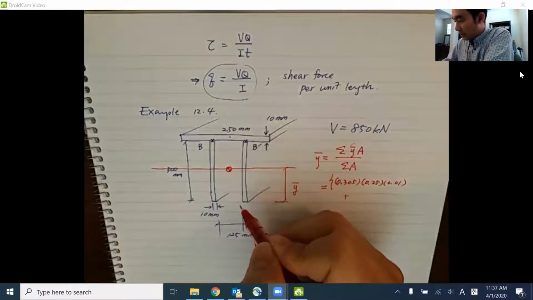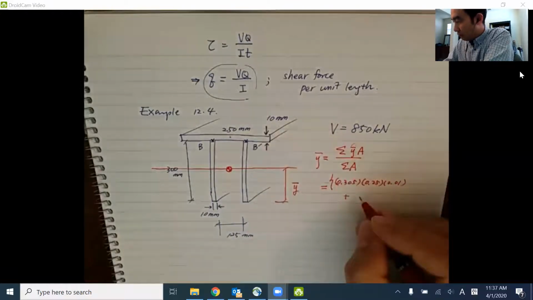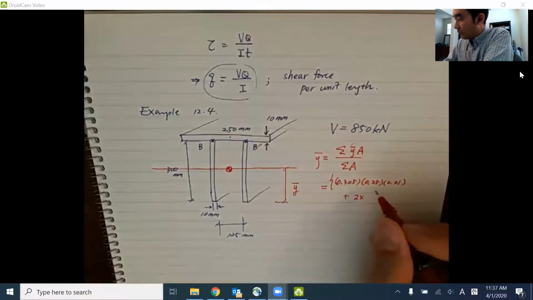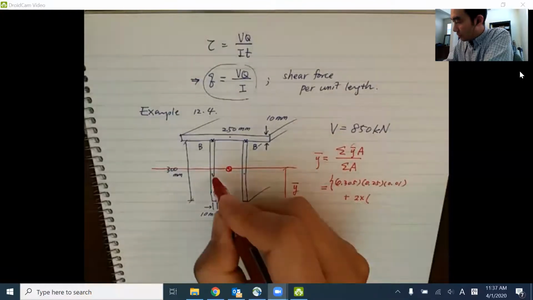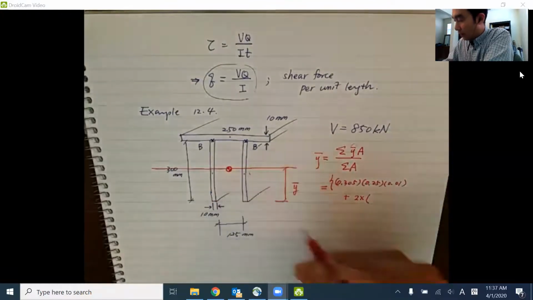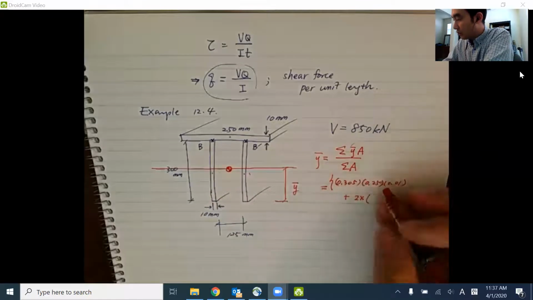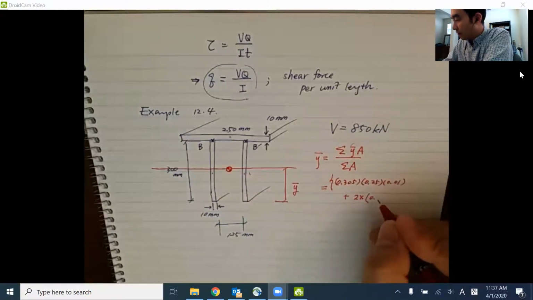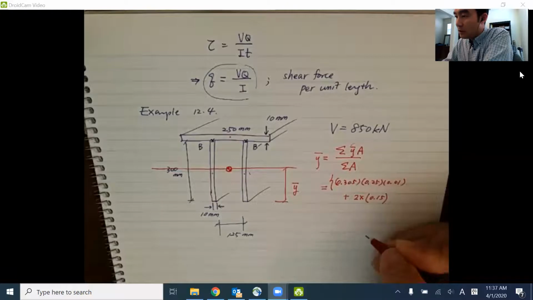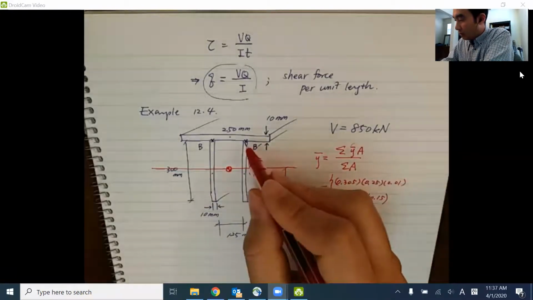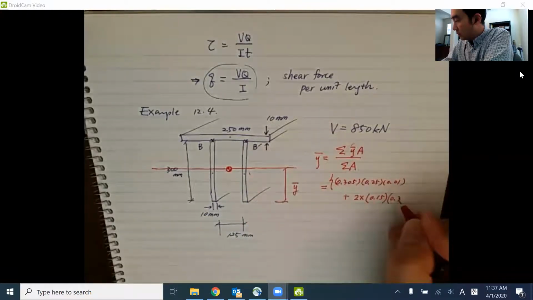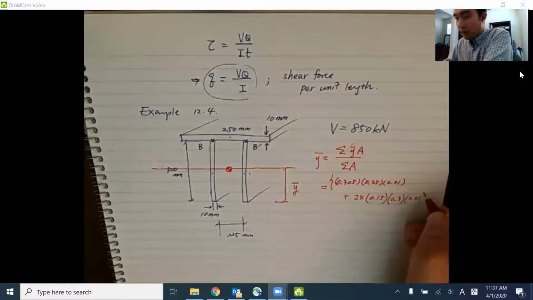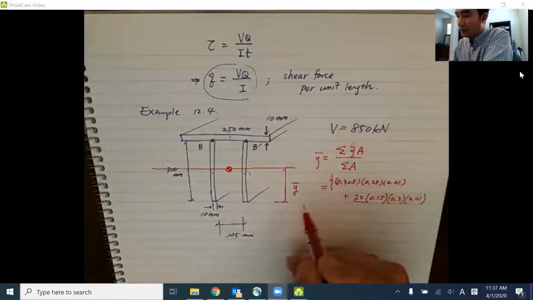And those are identical, so I'm going to just multiply by 2. The distance from the bottom to the location of center is 1/2 of 300 millimeters, so it's going to be 0.15 times the area of this leg. Each one is going to be 300 millimeters times 10, so 0.3 times 0.01, and then multiply by 2 to include both legs.